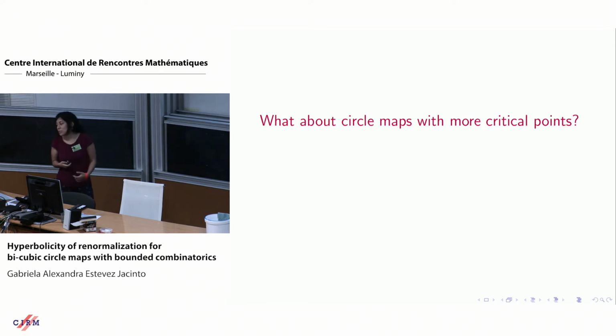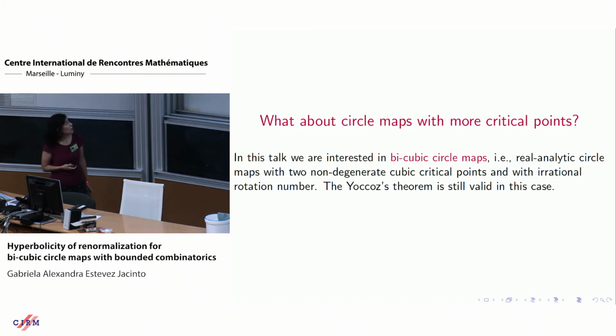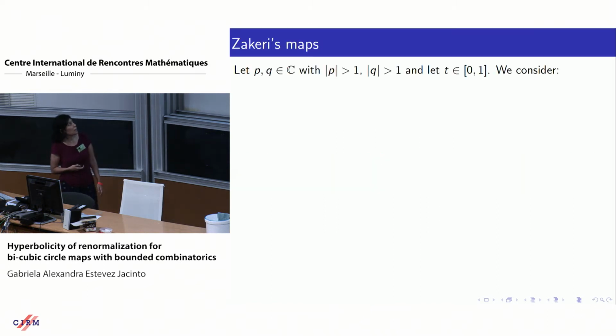The question is, what happens when you add more critical points? In this talk, we are interested in bicubic circle maps: real analytic circle maps with two non-degenerate cubic critical points. Of course, we are assuming all the time that we are in the case of irrational rotation number. The theorem of Yoccoz is still valid in this case; it is valid for a finite number of critical points.